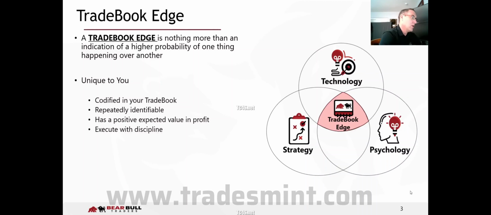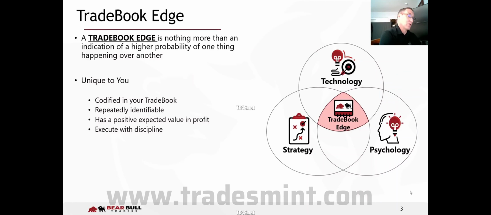It needs to have a positive expected value and profit, meaning that when you trade it, you expect to get profit out of it so that your equity curve is sloping in a positive direction. And then I think what's most important is that you're able to execute it with discipline, because not everybody can execute every strategy with discipline.